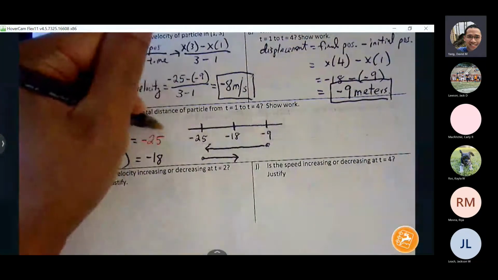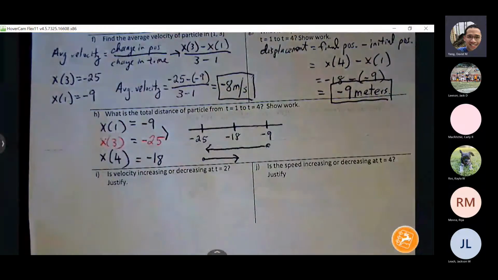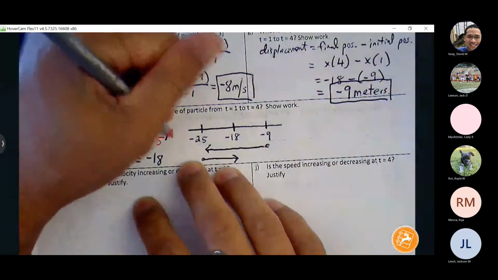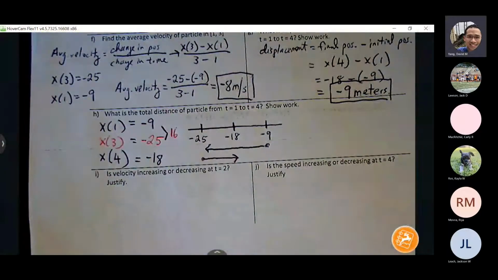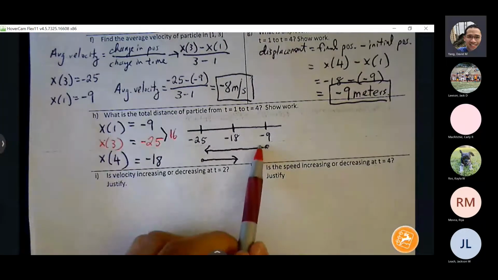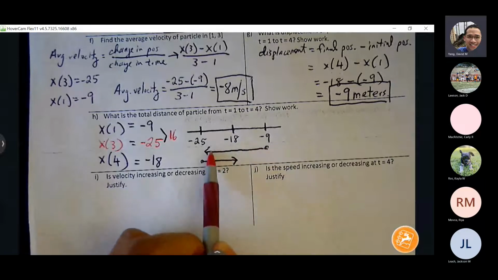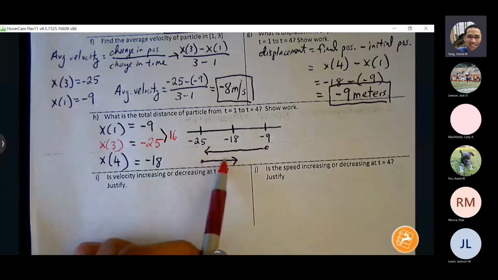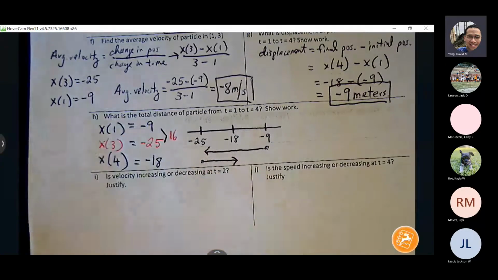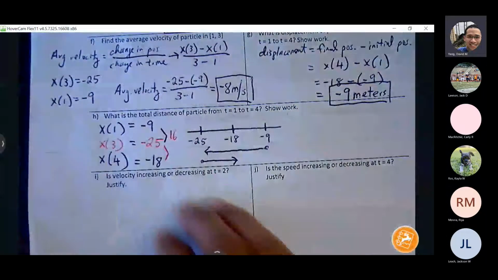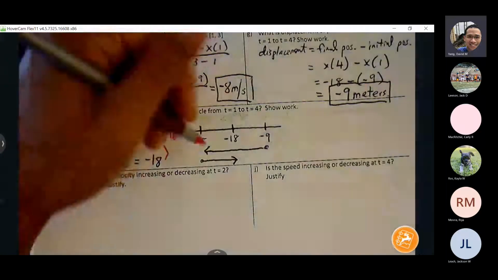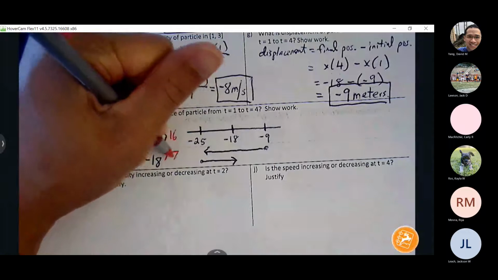So between -9 and -25, how many steps would you have taken? 16. You do -25 minus -9. You make it a -16, but again, you're just counting steps. So keep that as a positive number. So you walked 16 steps to get from -9 to -25. Good. You keep that number in your head. And then from -25 to -18, how many steps would you have taken there? 7, right? So -25 minus -18, that's any negative number, you just convert it to a positive number.